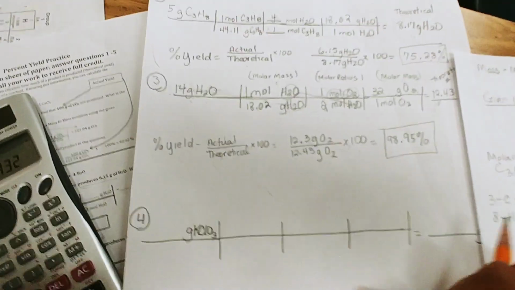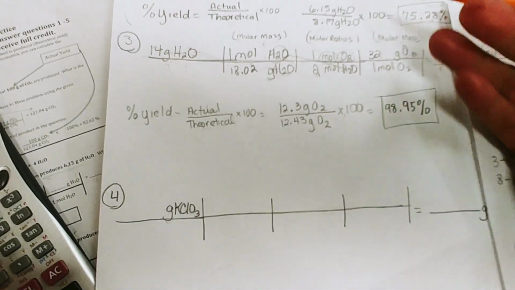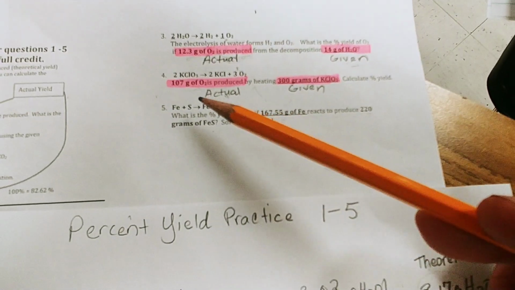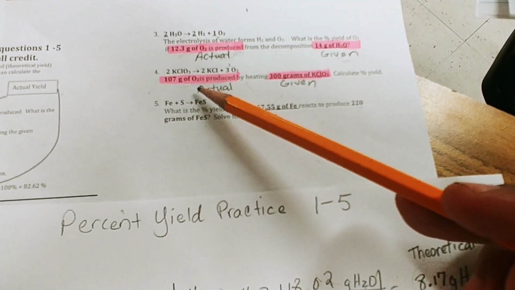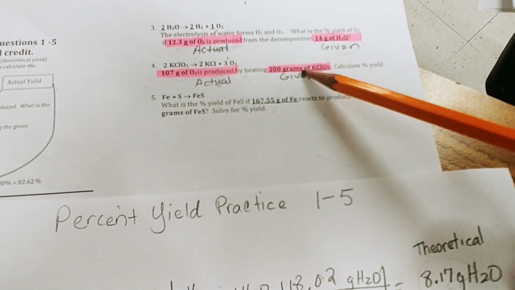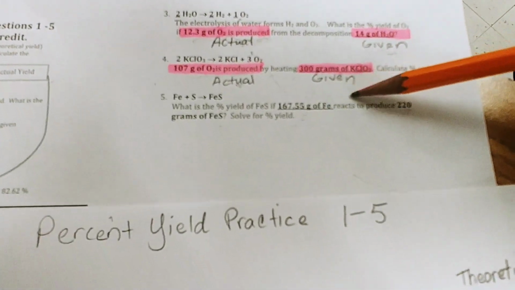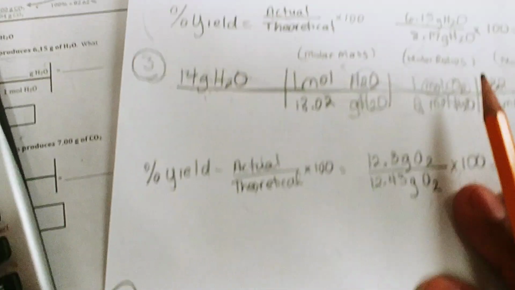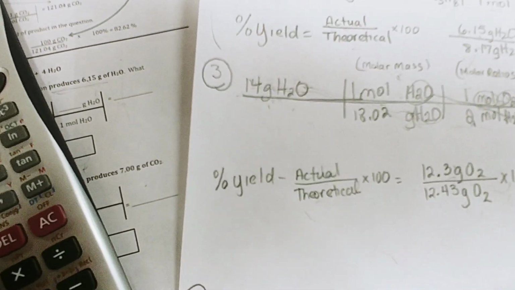Okay, and then I'll do the fourth one also as an example, and you're going to see that it's pretty much the same way. Looking at number 4, we decided earlier that our actual is 107 grams of oxygen, so we're not going to use this yet. So we go into looking at the given, which is the 300 grams of KClO3. Our given always starts off our mass to mass problem. So 300 grams of KClO3.